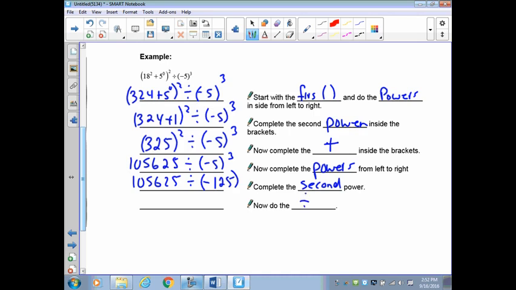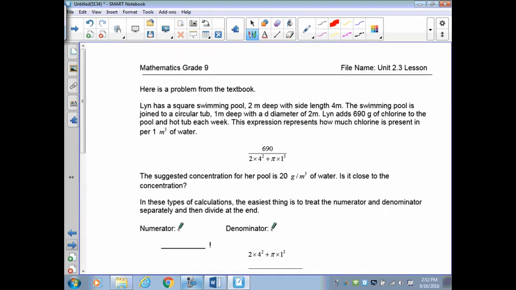And that gives me negative, because a positive divided by negative is a negative. And 105,625 divided by 125 on your calculator is 845. There you go. Hopefully you did it correctly. So that's how we do ones which have just a simple one-liner. Here's a problem from the textbook.